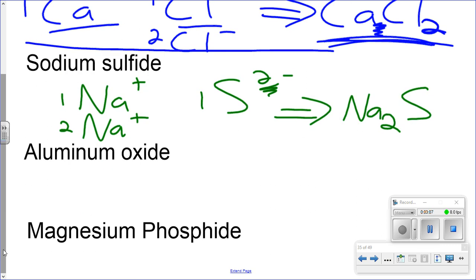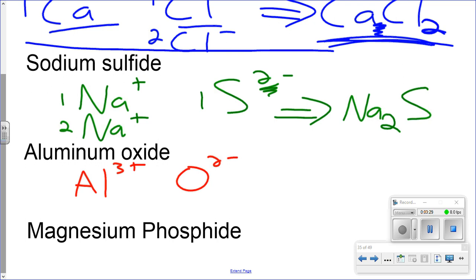Let's keep going here. This is fun. Aluminum oxide. This one's a little bit more complicated. You might want to pause the video and see if you can figure it out. Aluminum is 3+, oxide's 2-. Oh, geez, this is terrible. 3 pluses and 2 minuses. The lowest number 3 and 2 both go into is 6. So I've got to get 6 pluses and 6 minuses.